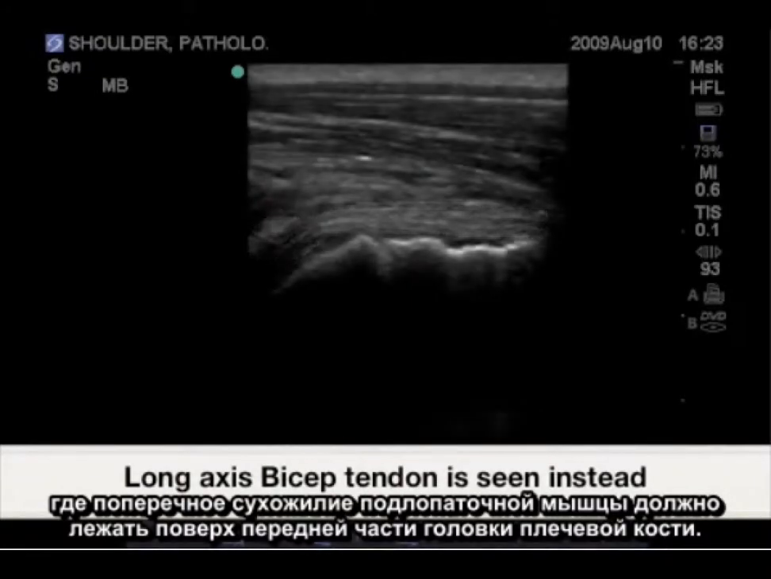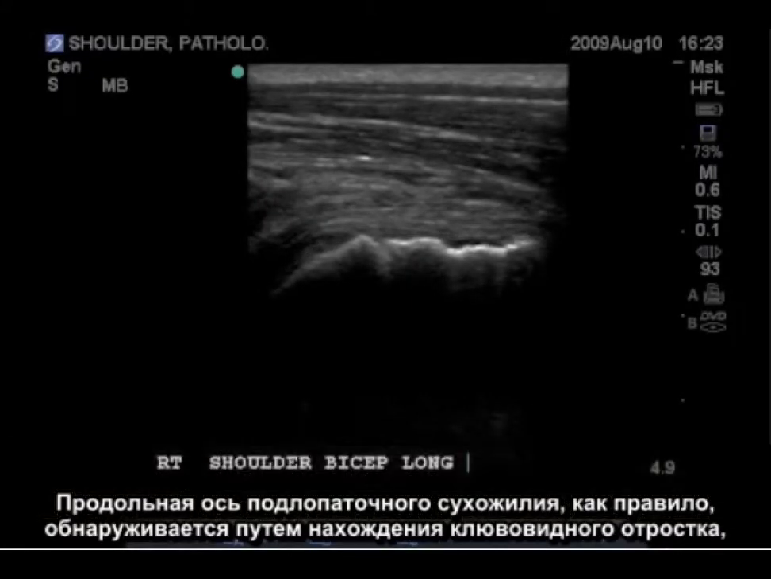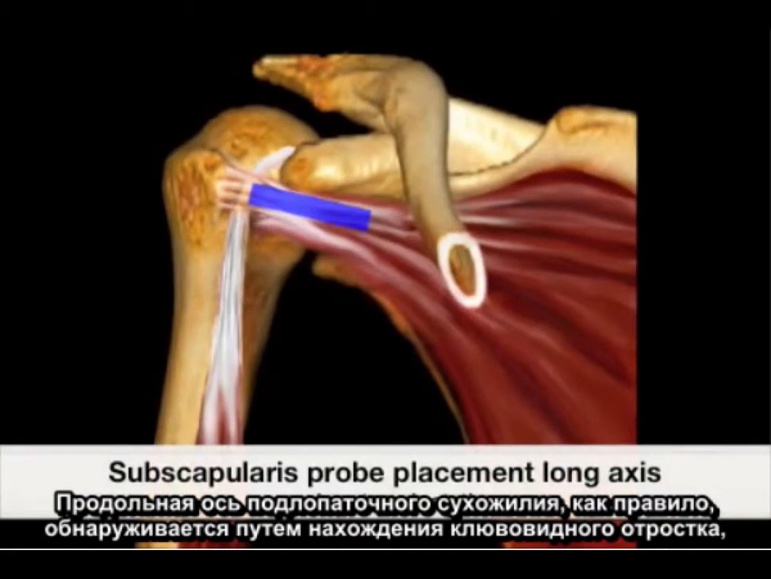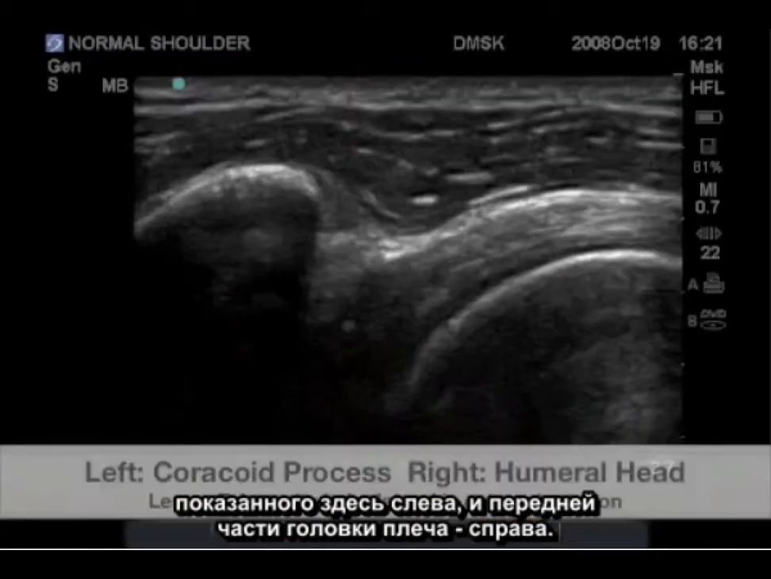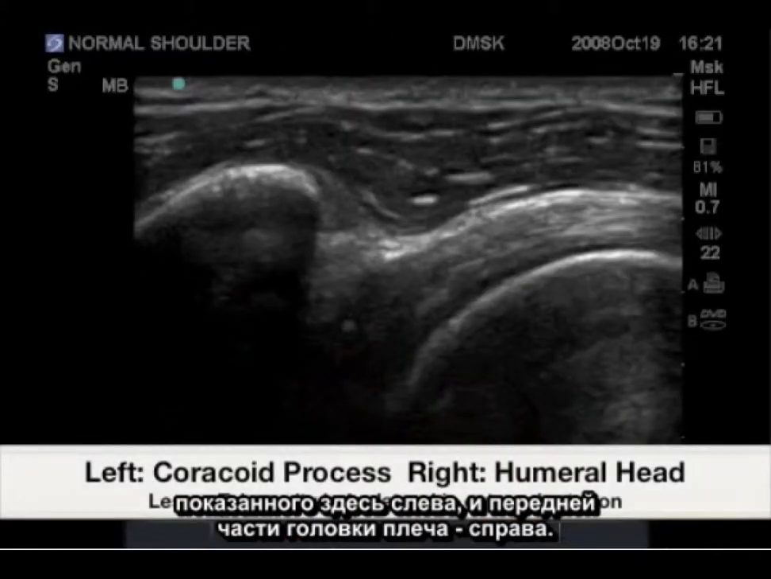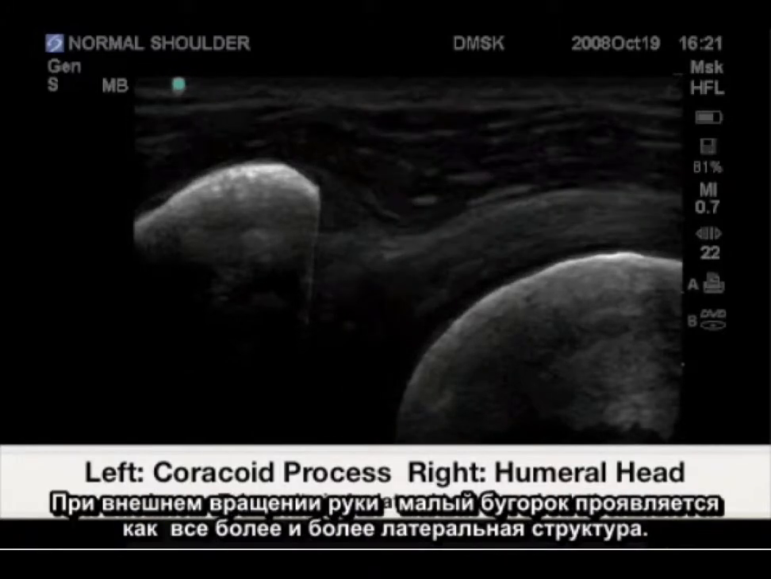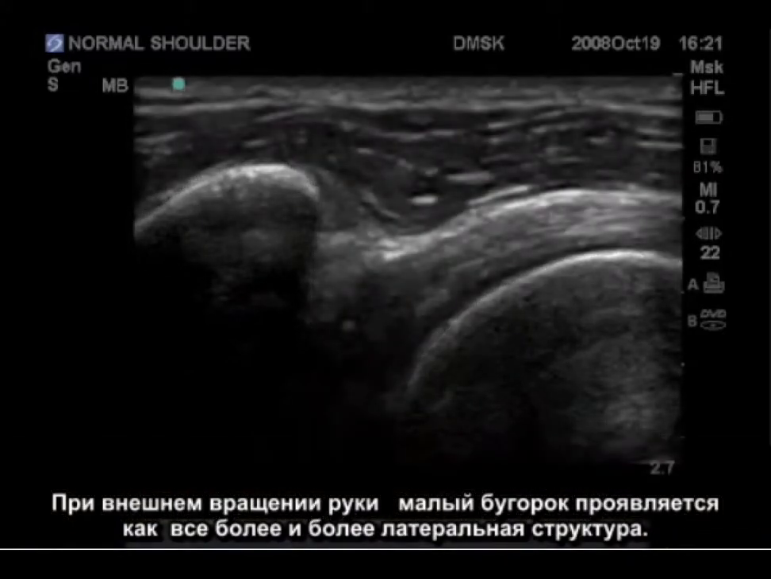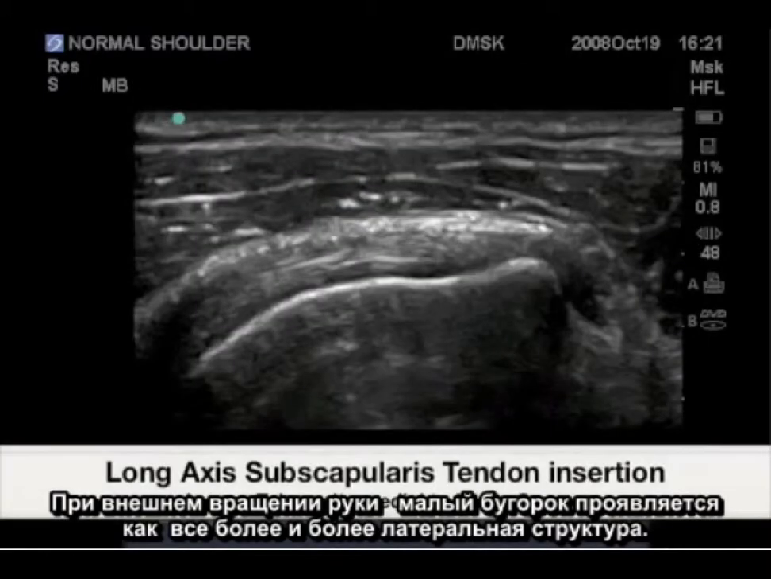Long axis of the subscapularis tendon is generally found by locating the coracoid process, shown here on the left, and the anterior humeral head on the right. Externally rotate the arm, revealing the lesser tuberosity, becoming a very lateral structure.